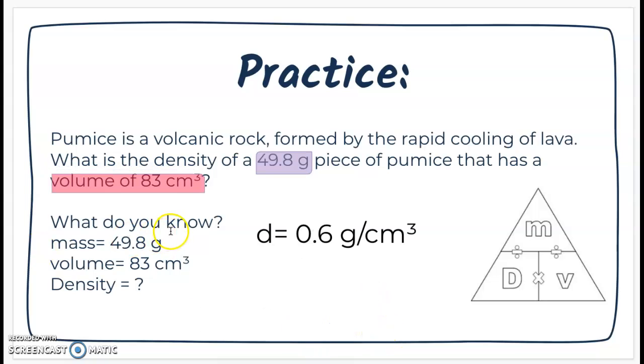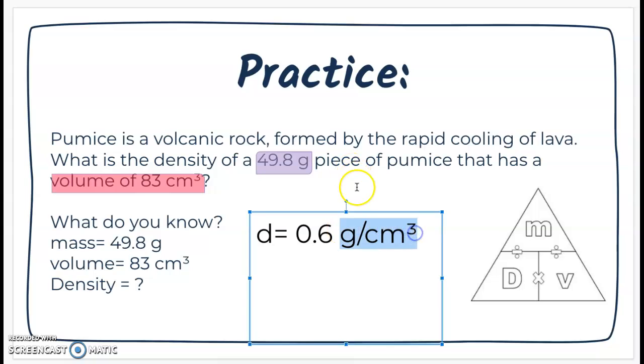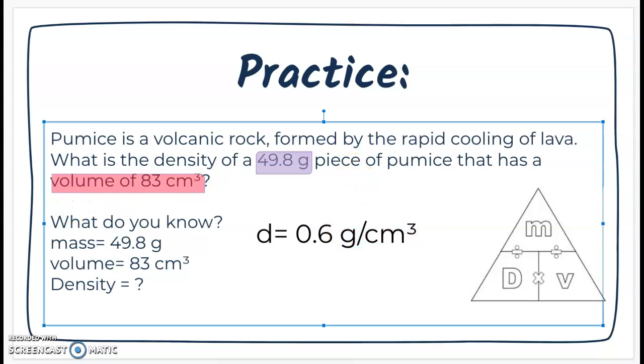Once I divide those two numbers, I get 0.6 grams per centimeter cubed for my density, and I know that this is my unit for density, so I have found the correct solution.